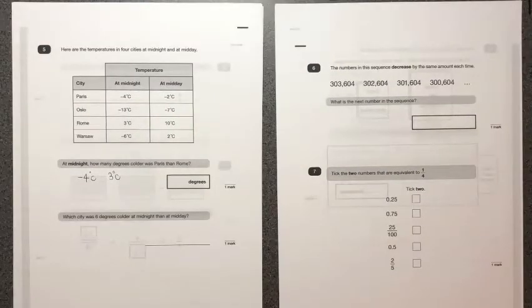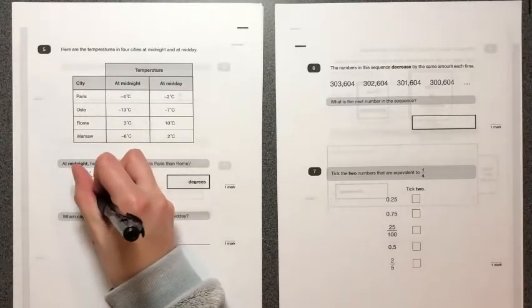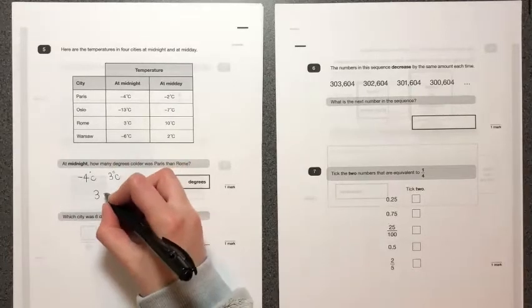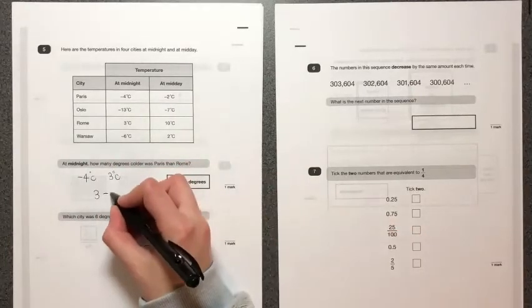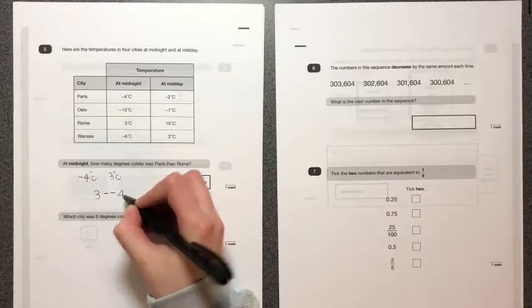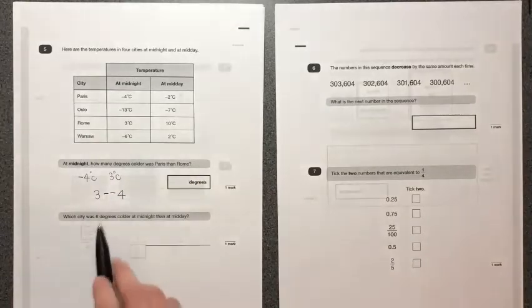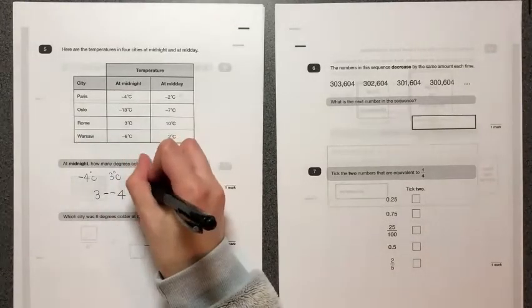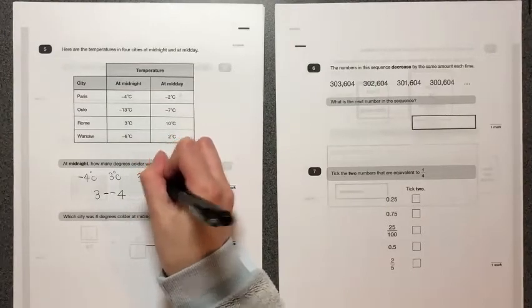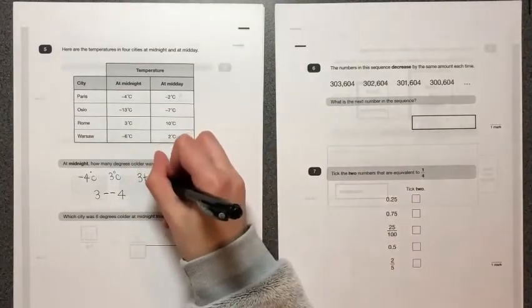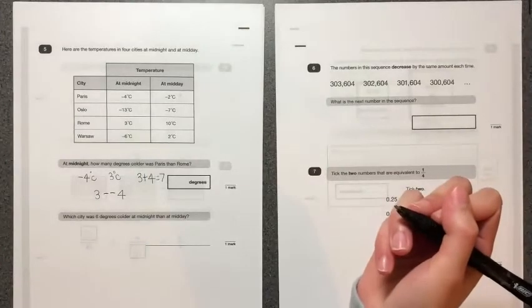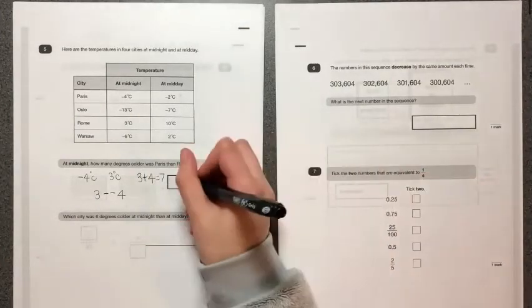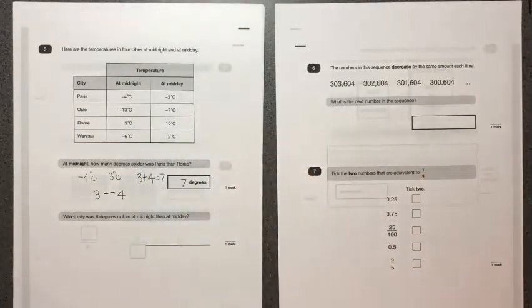We are going to take away these 2 numbers from each other. We're going to start off with our bigger number, 3 minus -4. We know that a minus and a minus makes a plus. 3 plus 4 gives us 7. So the difference in degrees is 7 degrees.